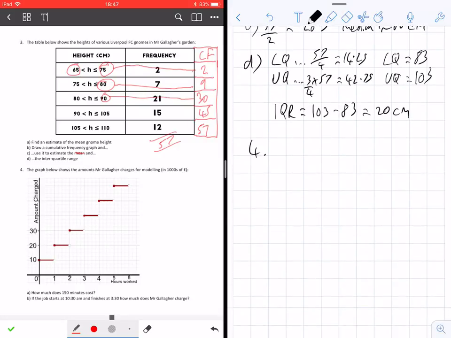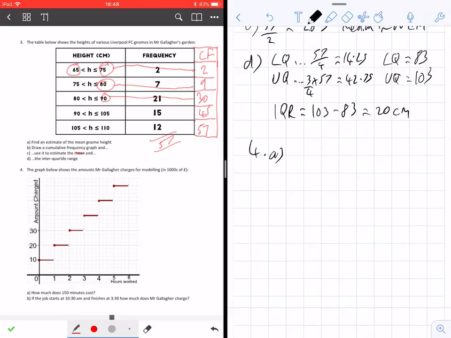For question 4, this is a classic sort of step graph question. You notice in this example they've actually said that the beginning of each line is included because the ball there is coloured in and the end of the line isn't. So if you were on exactly 2 hours worked, you would actually be charged £30 or £30,000.